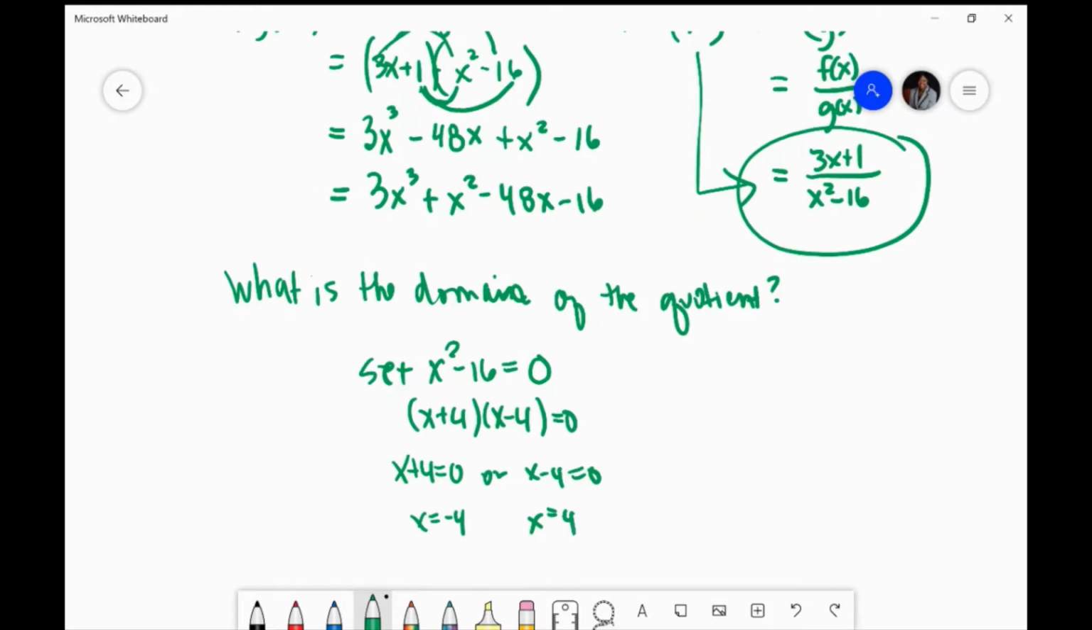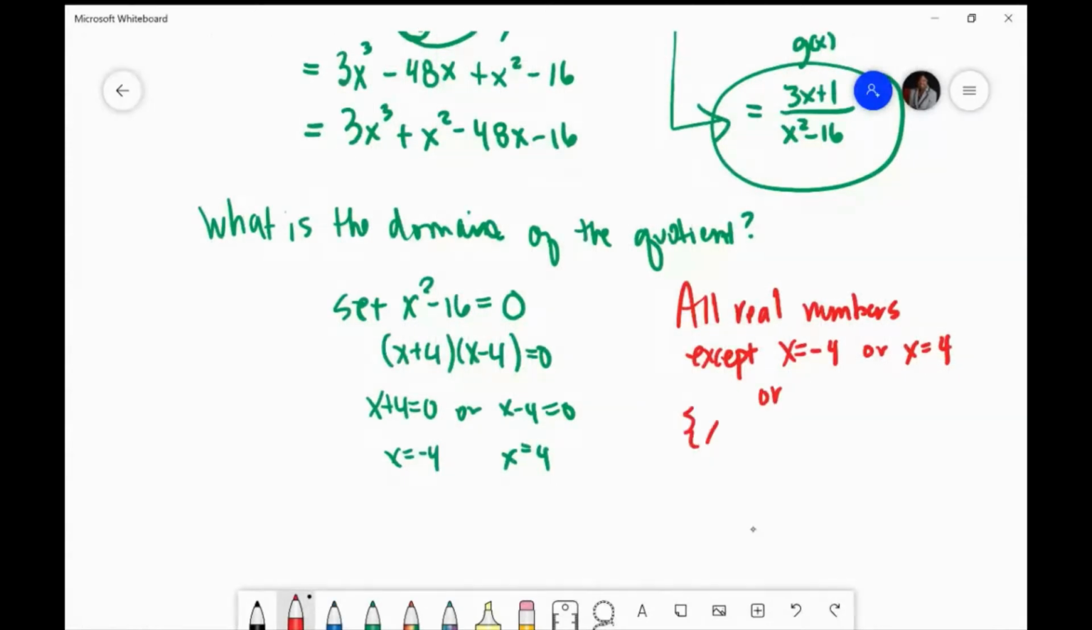So what's the domain, though? All real numbers except negative 4 and 4. Nice. Alicia, did you say except? Yes, ma'am. That's exactly right. Except these two numbers that we just found. Except x equals negative 4 or x equals 4. If we had to put it in set builder notation, it would probably look something like this: x cannot equal negative 4 or 4.